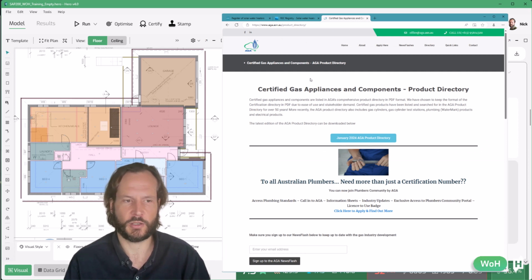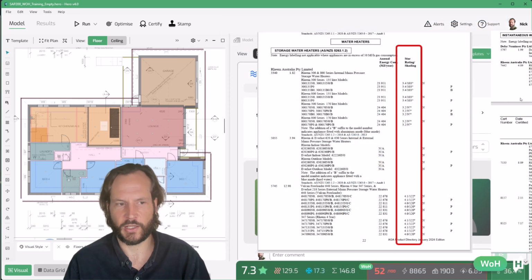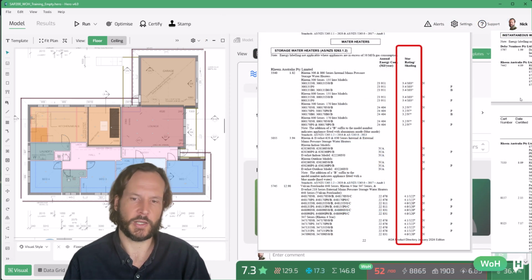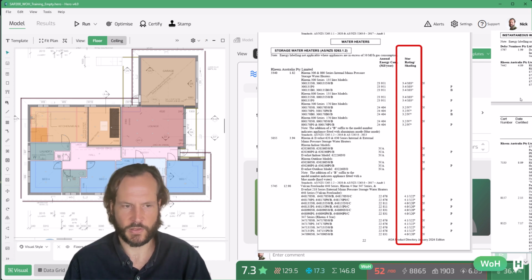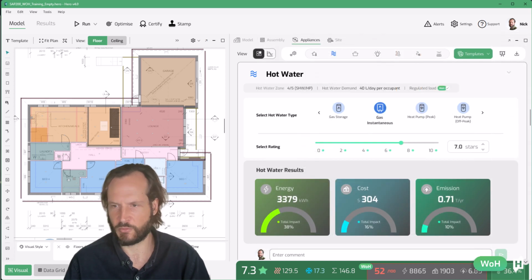Just like gas heaters, you can find out the star ratings of gas storage and instantaneous systems not from energyrating.gov.au, but from the Australian Gas Association, and you'll find a link on our hot water user manual page. And again, when you dig into that PDF, you'll find the various gas storage and instant hot water heaters and their star ratings there in that PDF.